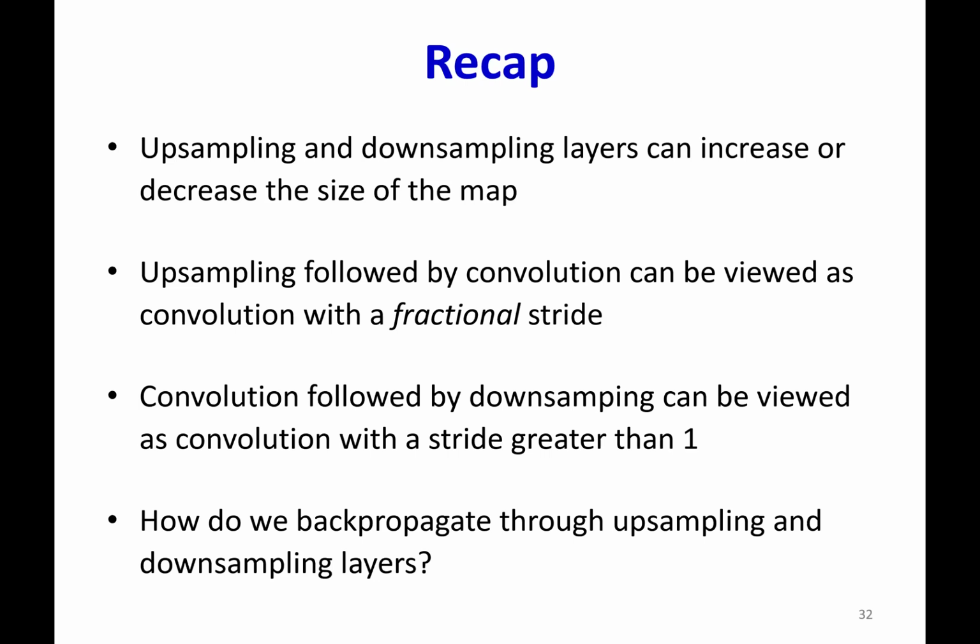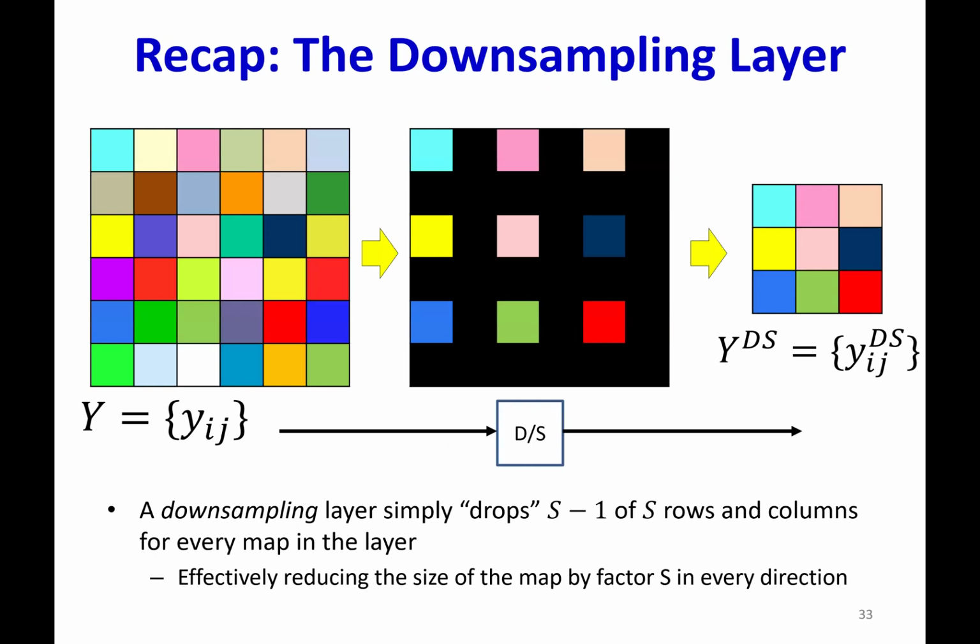But then, how do we propagate derivatives through upsampling and downsampling layers? Now, here's what happens in downsampling. You start off with this large map, right? Then all of these blacked out entries are essentially ignored. In other words, you can think of them as being zero because we are not going to use them. And only the remaining entries are copied over when we are downsampling. This makes sense? As the downsampling operation, guys?